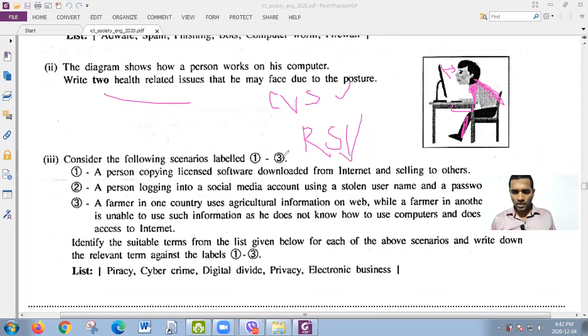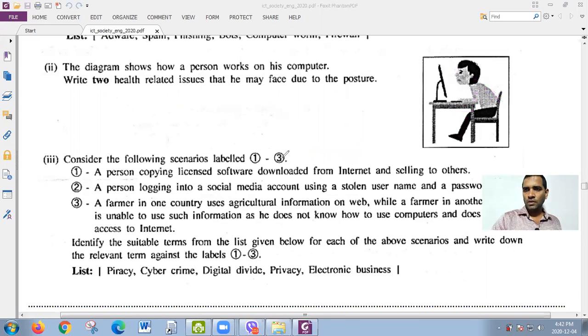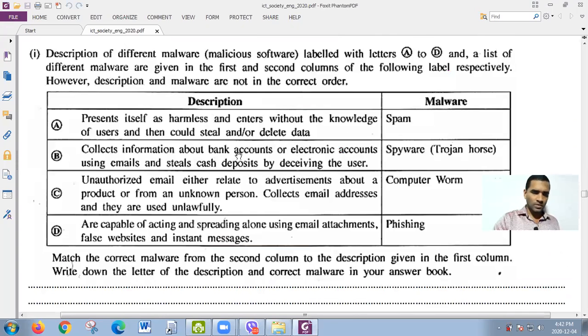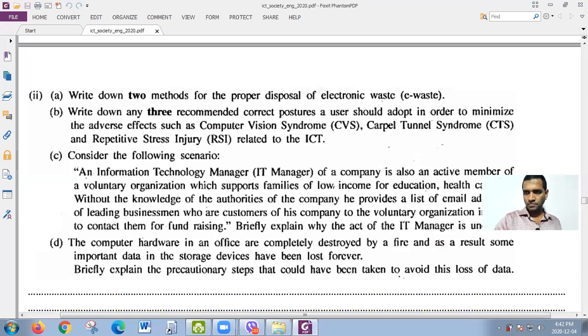Okay, so try correcting this question. This is about the issues which he faces, health issues, right? So correct the question. Straight away we can move to today's part. We discussed this one at last, so let's move to the next one.